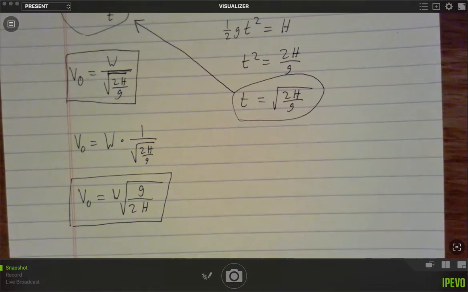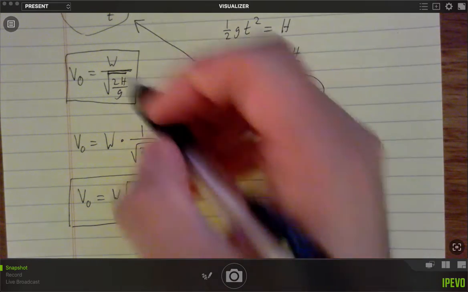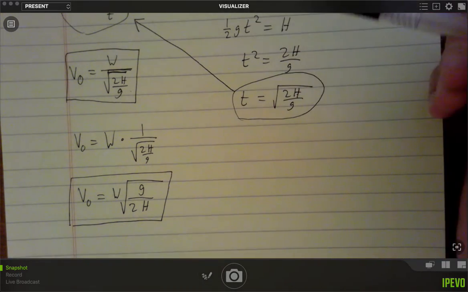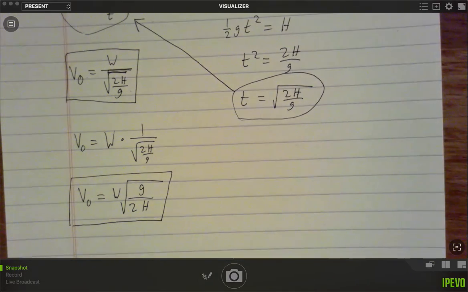Either this expression or this expression would be probably the best answers to this question. You want to try and avoid doing a lot of algebra once you satisfy the problem, because the more algebra you do, the more likely it is for you to make a mistake. So there is your solution to question number 7, the symbolic question. Thanks.